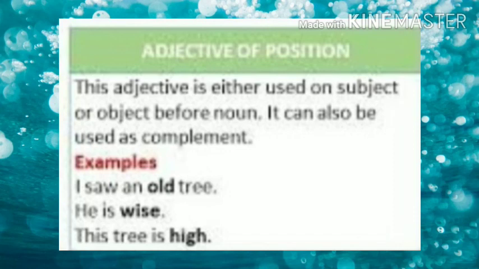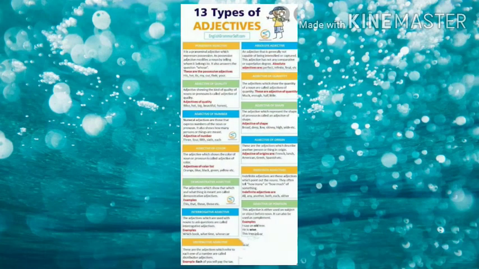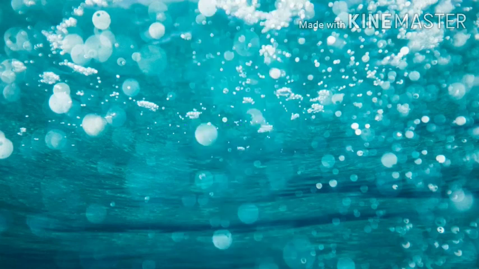So these are the 13 different types of adjectives along with examples. For your homework, you have to write two examples for each type of adjective and submit them to me. I hope you all understood this particular topic, students.